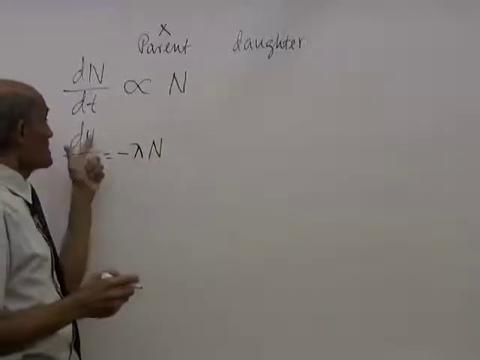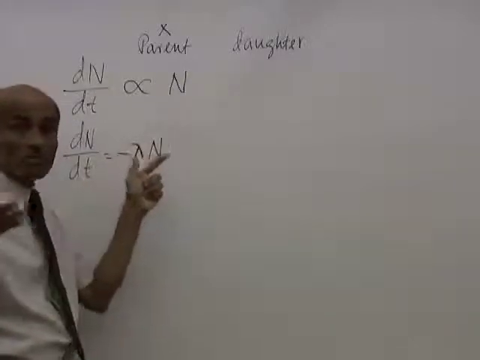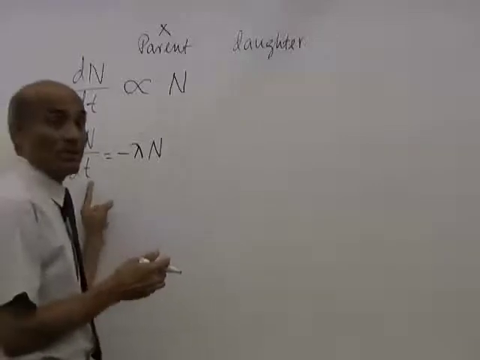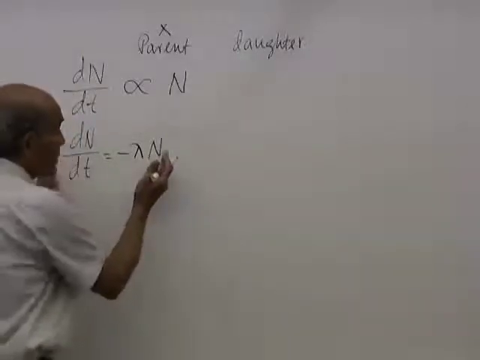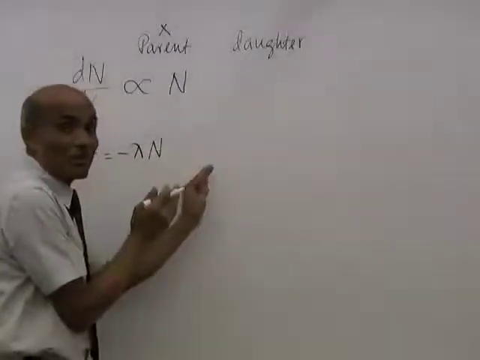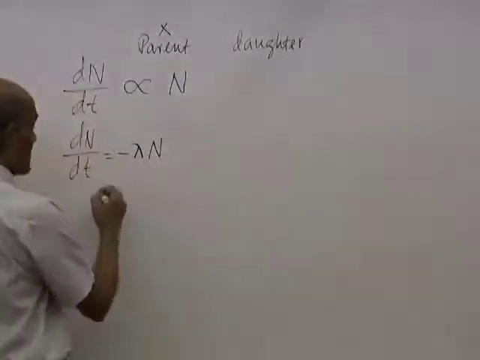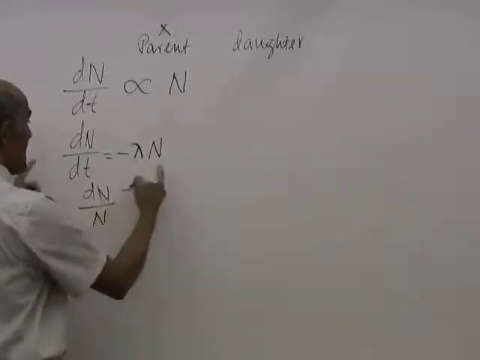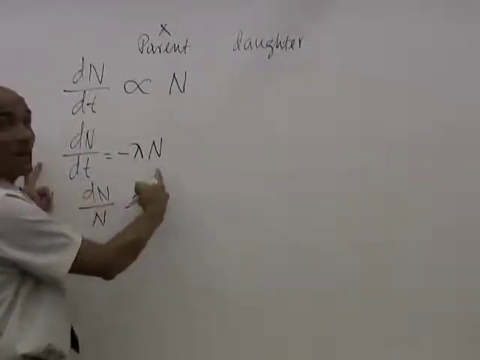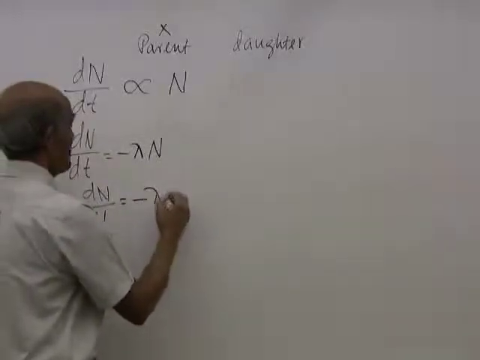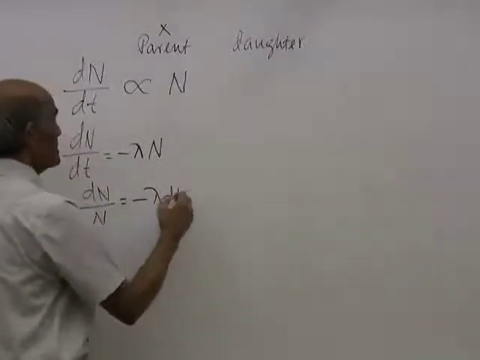Now, n is a variable. With time, n changes. And t is also a variable. In solving this, we will keep one variable on the left side and the other on the right side. So look at the way I'm going to write it. I'm going to say dn divided by n, so divide both sides by n and multiply by dt, you get negative lambda dt.